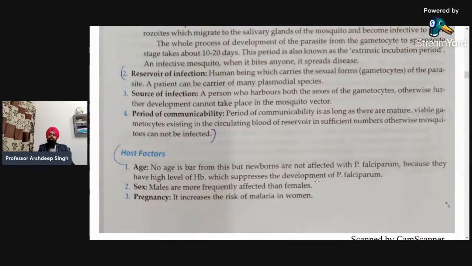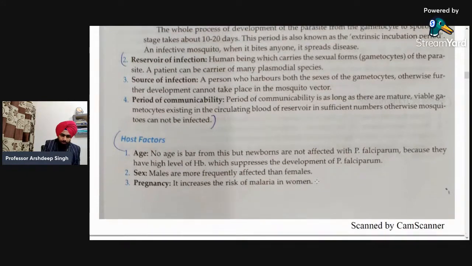And next is the period of communicability. Period of communicability is as long as there are mature, viable gametocytes existing in the circulating blood of the reservoir in sufficient numbers. Otherwise, mosquitoes cannot be affected. So the mosquitoes are affected by the affected humans, and they are communicated to another person through the mosquitoes. Next is host factors. So these were the agent factors.